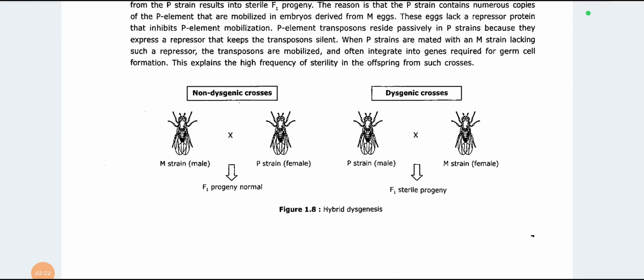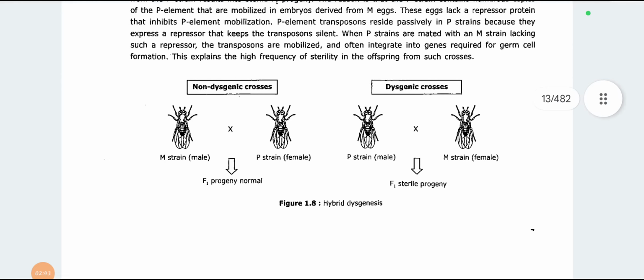As a result of which P element transposons reside passively in P strains because they express a repressor that keeps the transposon silent. So in P strain, why is this not expressed? Because P strain has the repressor as well. It has the P element plus the repressor. That is why they do not express in male.